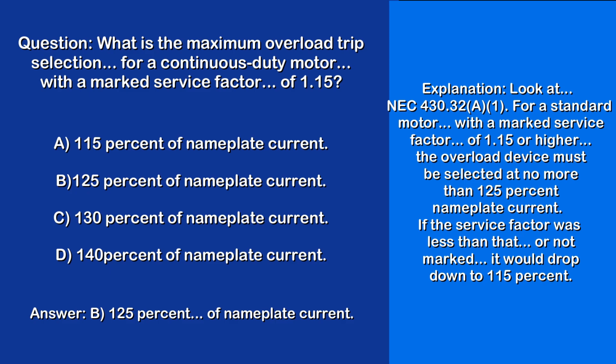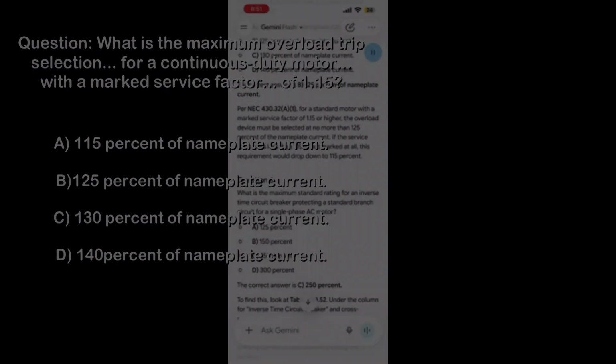For a standard motor with a marked service factor of 1.15 or higher, the overload device must be selected at no more than 125% of the nameplate current. If the service factor was less than 1.15 or not marked at all, this requirement would drop down to 115%.